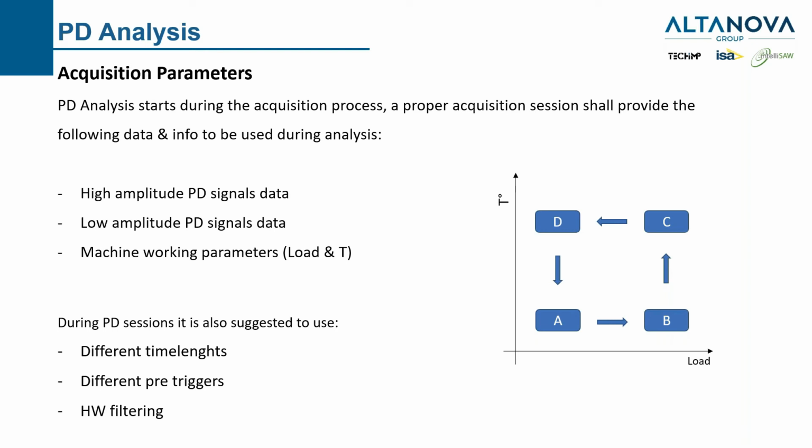It is also suggested to use different time lengths to acquire the data during the acquisition, different pre-trigger values, and to use hardware filters as well. Whenever I'm doing the trainings for our customers, I always tell them that data is free. Once we have everything connected, we have to acquire the highest amount of information that we can by changing the acquisition parameters, by changing the filters, and if possible, by taking the measurement in different working conditions of the generator or the motor.